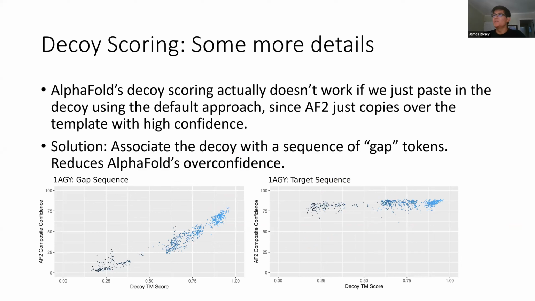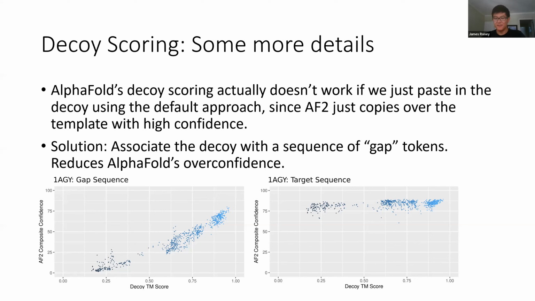And so one detail here that I glossed over earlier is that if we take the default approach and just paste the native structure into the template mechanism, this doesn't actually work very well because AlphaFold is inclined to just copy over the template with high confidence. And that makes sense, right? Because in AlphaFold's training, its job is just to get the structure right. And it was never trained with decoy or false templates. It was only trained with real templates.